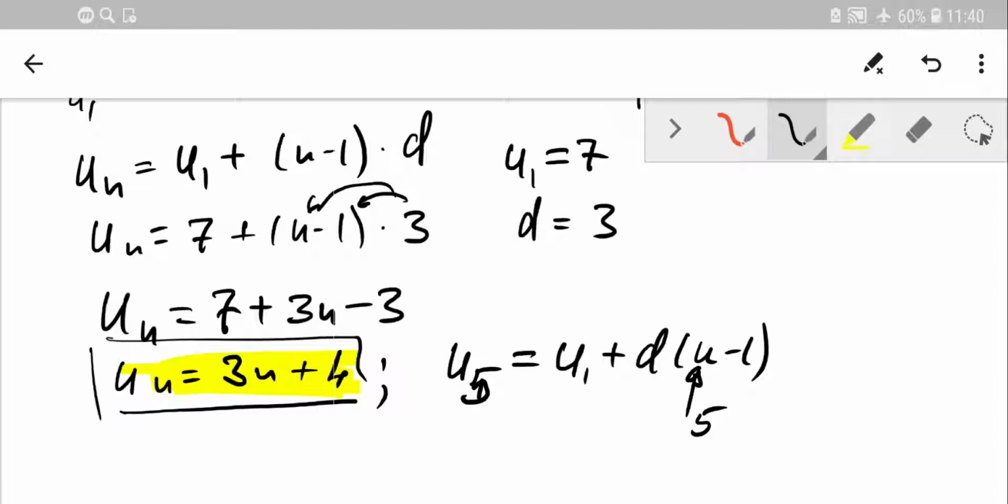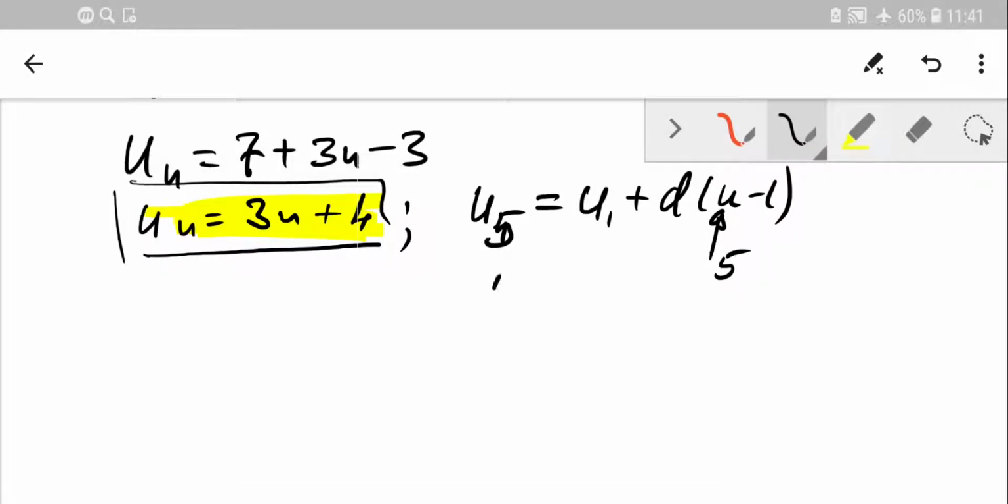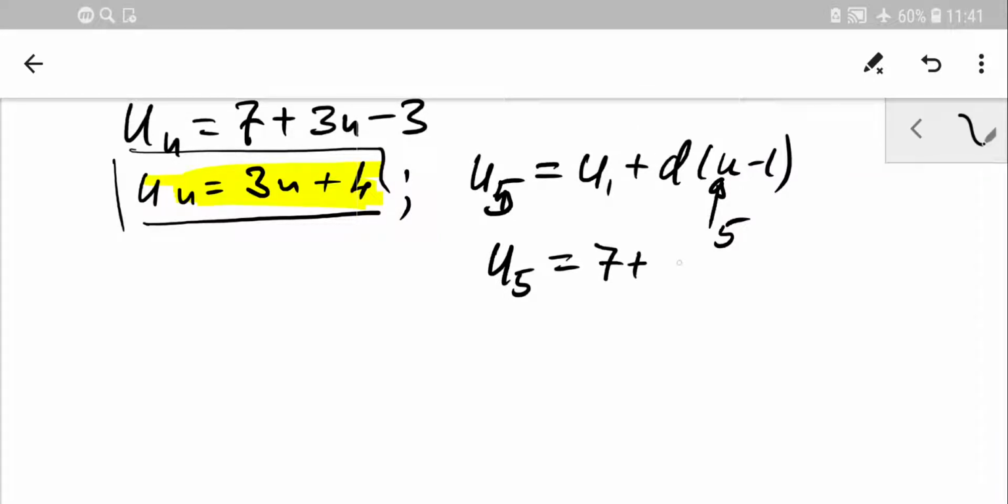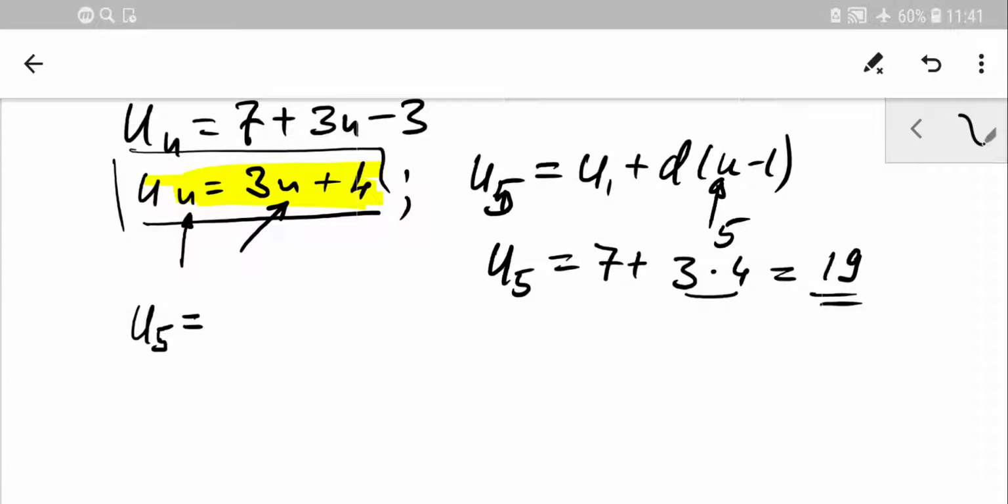So let's calculate in both ways. First of all, let's plug into our general formula. The first term u1 was 7, the difference is 3, 5 minus 1 is 4, now 3 times 4 is 12, so 19. All right, perfect, it works. And let's calculate using the final formula. We want to calculate the fifth element, and here we just plug 5 instead of n. 15 and 4, 19. All right, that works perfectly.